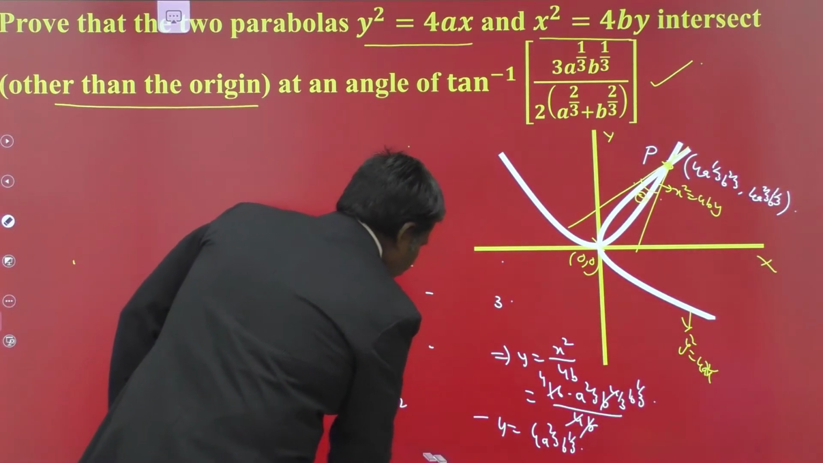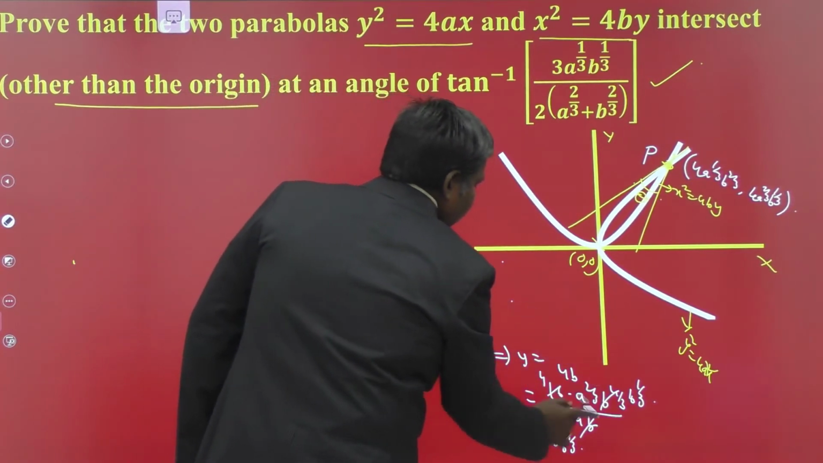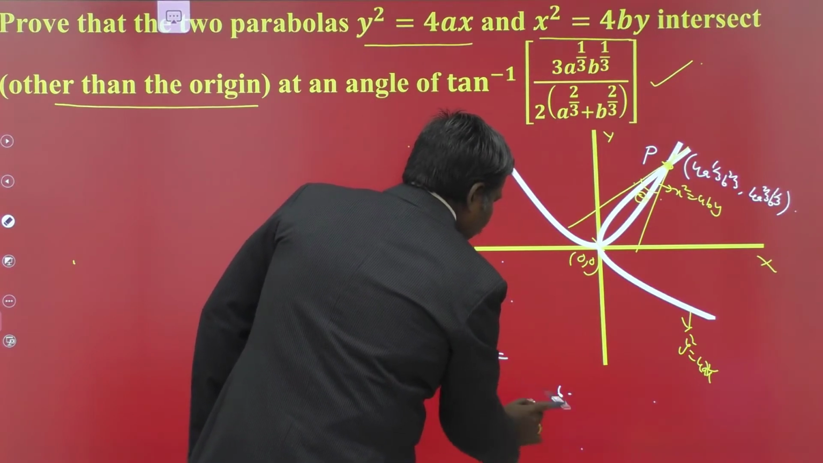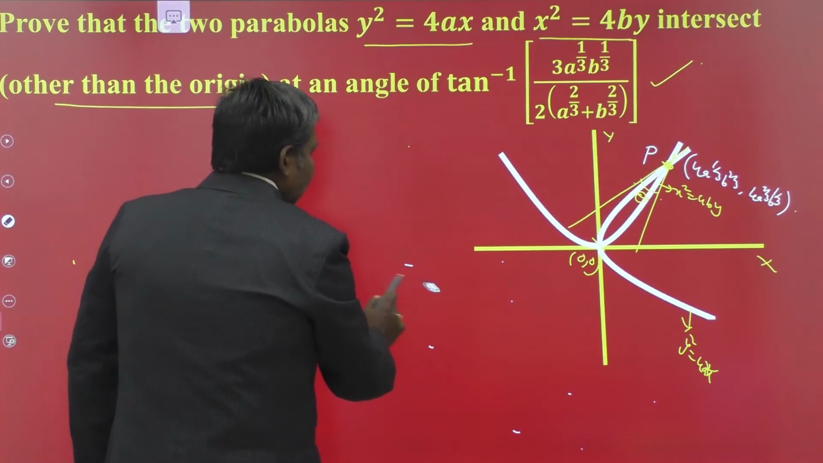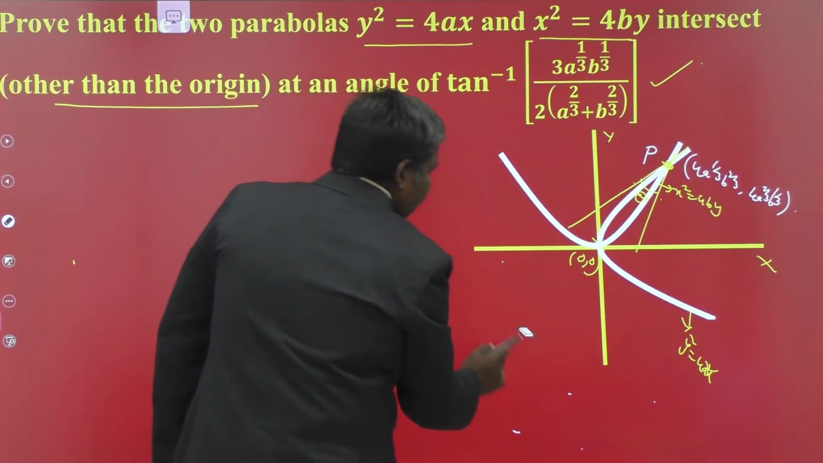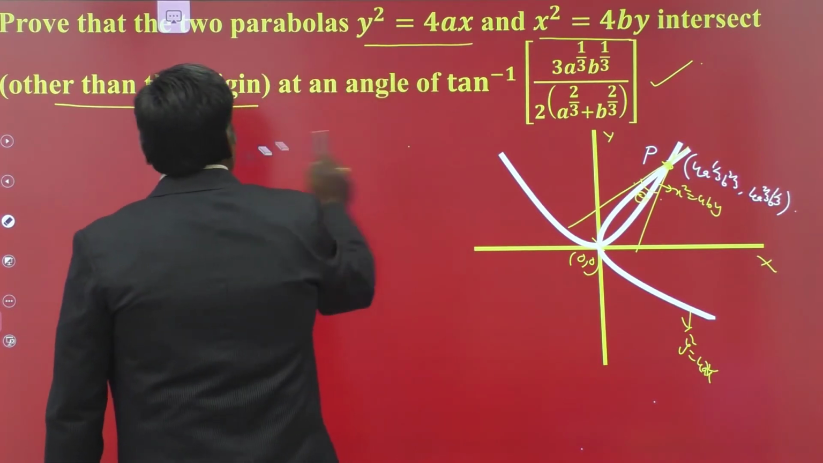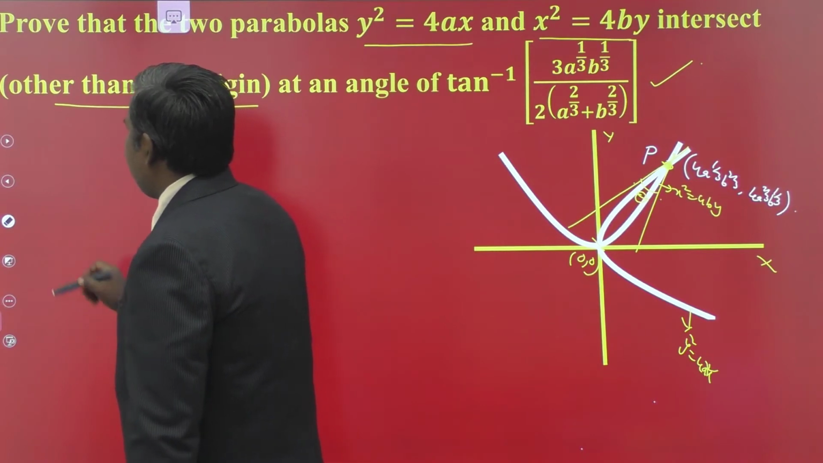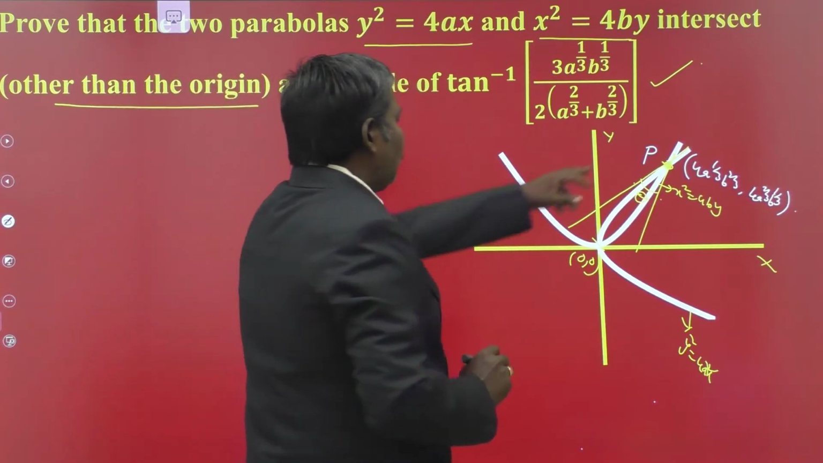Up to now, what did we obtain? We obtained the point of intersection other than the origin. So, at that point, we have to find out the angle between the two curves. The angle between two curves is nothing but the angle between the tangents at their point of intersection. So we obtained the point of intersection. At that point, we are going to find out the angle between these two curves. So we have that point.